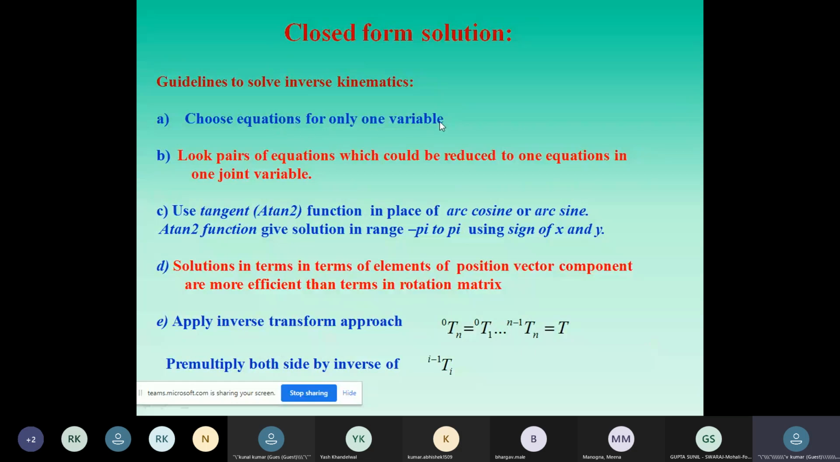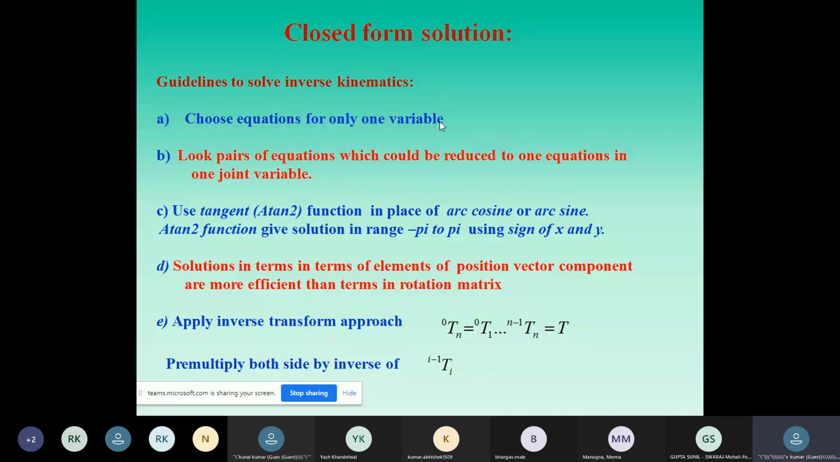The first guideline is to choose equations with only one variable. First we choose the equation which has only one variable, theta 1, theta 3, theta 4, or theta 2. If that equation contains one variable, meaning one equation, one unknown, then theta can be solved.